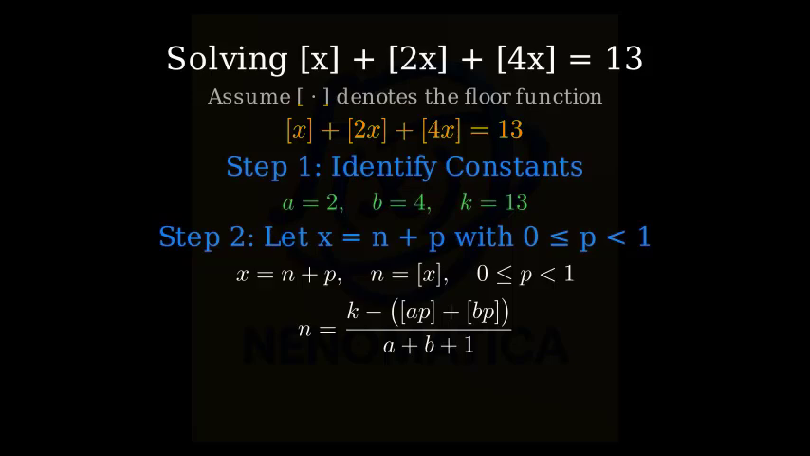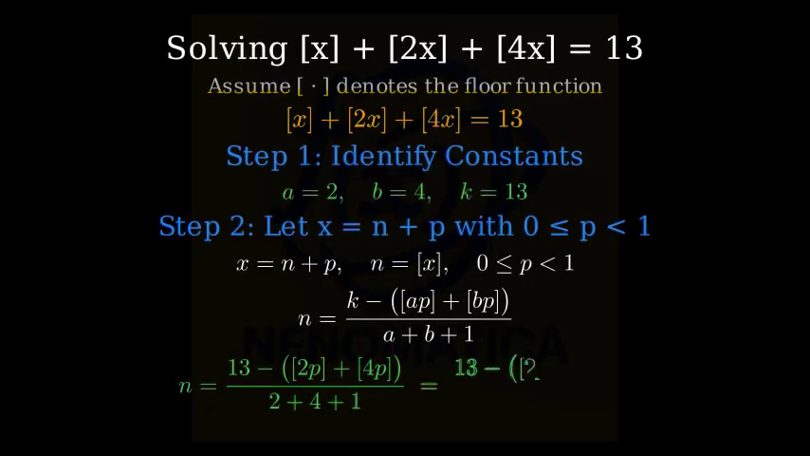This algorithm gives the integer part n as n equals k minus floor of ap plus floor of bp, all over a plus b plus 1. Substituting a equals 2, b equals 4, and k equals 13, we get n equals 13 minus the quantity floor of 2p plus floor of 4p, all over 7.